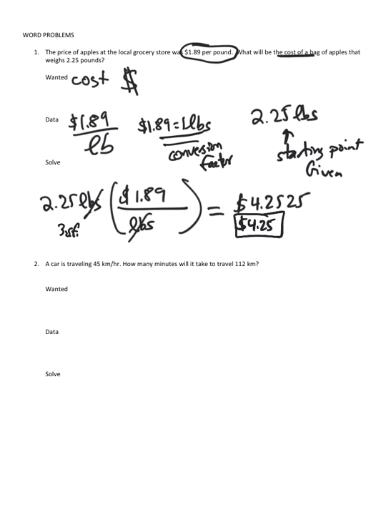Problem number 2. A car is traveling at 45 kilometers per hour. How many minutes will it take to travel 112 kilometers? So we're looking for minutes. How many minutes? That's our wanted. Our data, we pick out the numbers. 45 kilometers per hour and 112 kilometers.